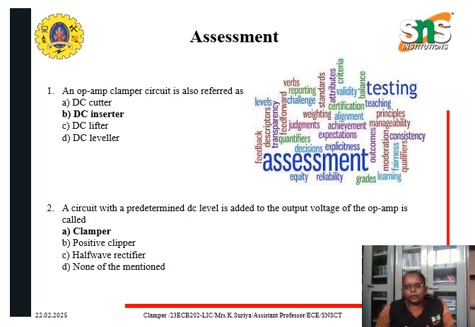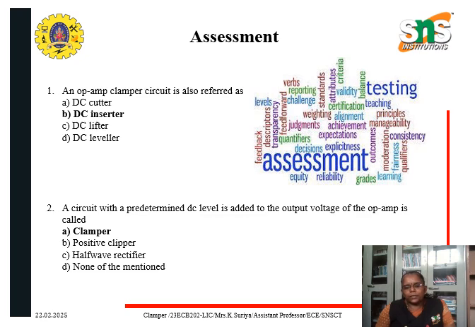So hope you understood the working of a clamper. Let us take up some assessment questions. An op-amp clamper circuit is also referred to as: the options are DC cutter, DC inserter, DC lifter and DC leveler. Yes, the answer is DC inserter.